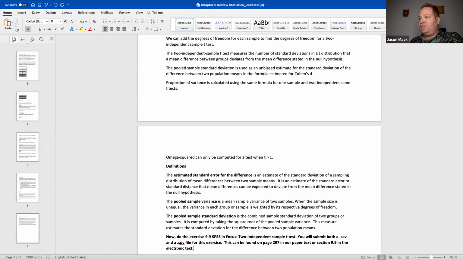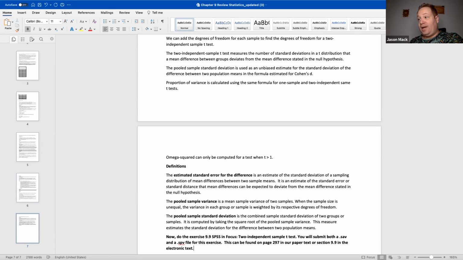Some additional definitions. The estimated standard error for the difference is an estimate of the standard deviation of the sampling distribution of mean differences between 2 sample means. It is an estimate of the standard error, or standard distance, that mean differences can be expected to deviate from the mean difference stated in the null hypothesis.